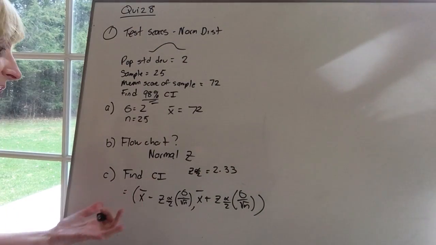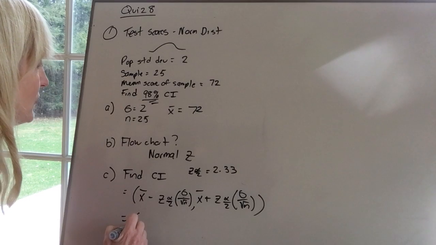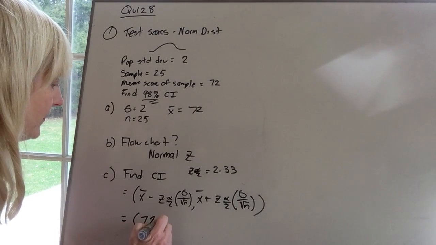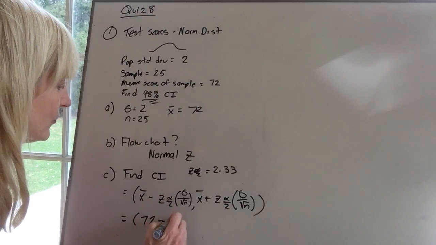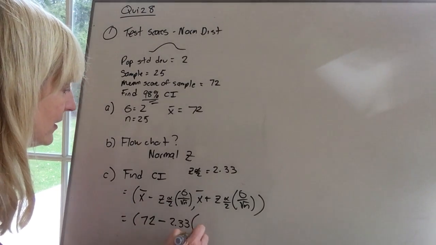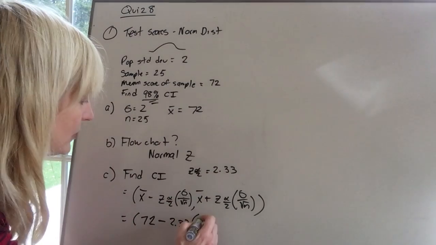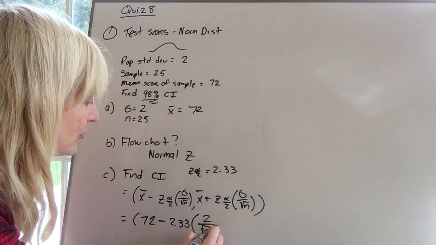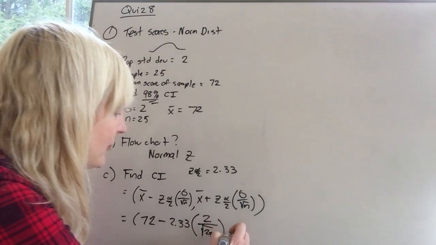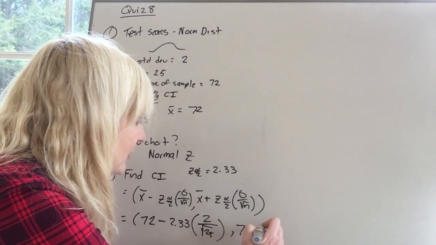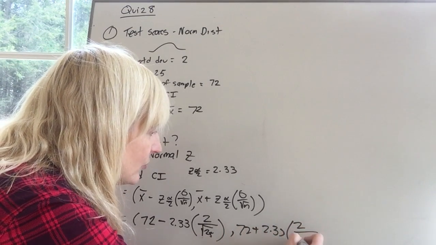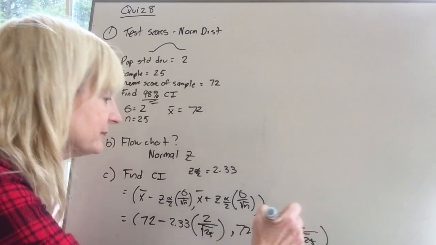So now it's just plug-in time, you guys. So X bar is 72 minus z alpha over 2 is 2.33. Sigma is 2. Square root of n is square root of 25. And then you just do the same thing, but you put a plus. 72 plus 2.33 times 2 over the square root of 25.